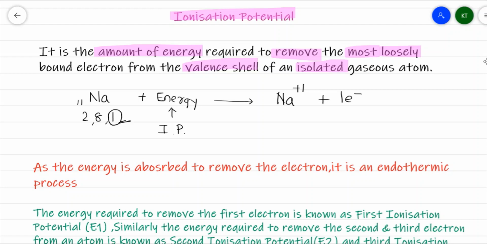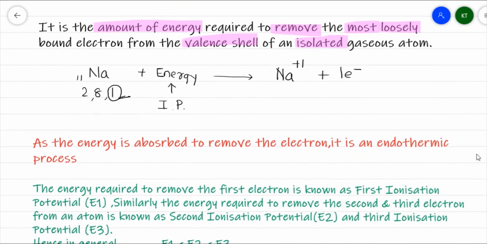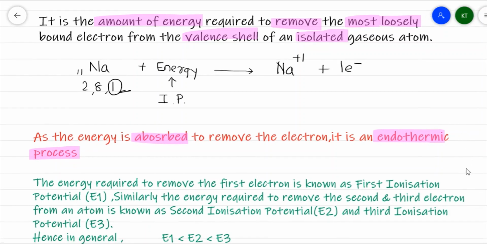Now, as I provide energy to the atom and the electron is ejected, the energy has been absorbed in this particular process. That's why it's an endothermic process or endothermic reaction. So this process is generally endothermic.